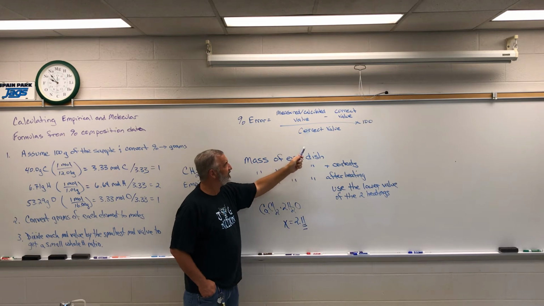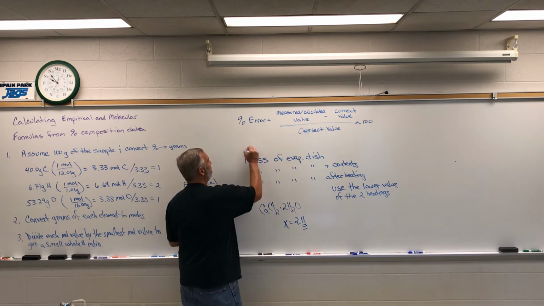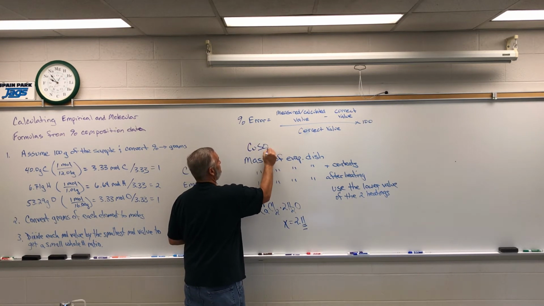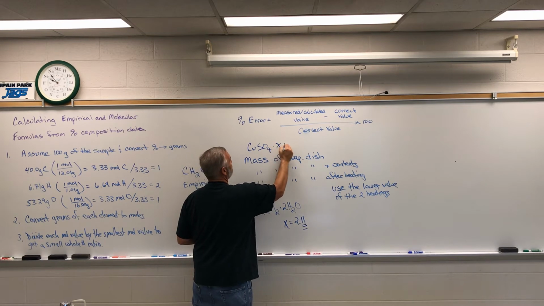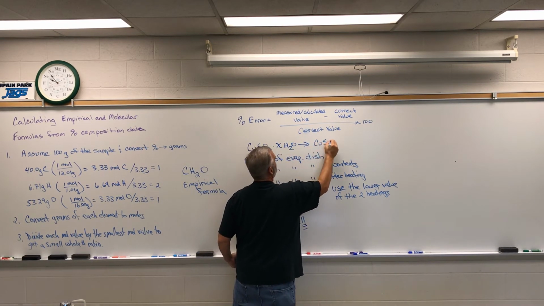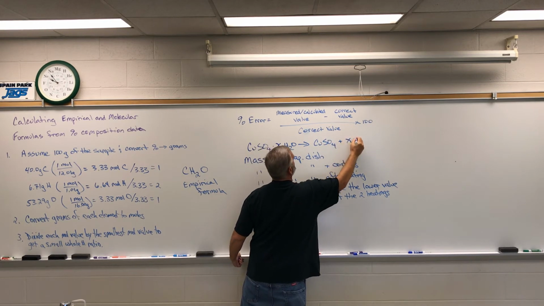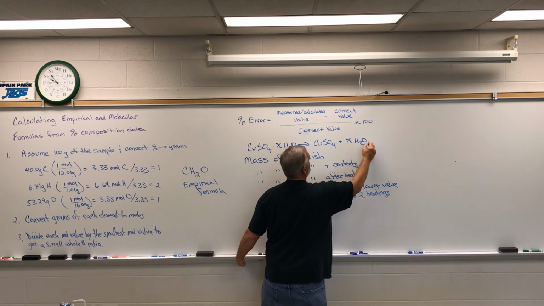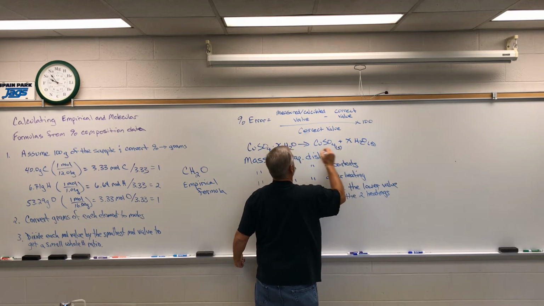Find your grams of each thing. So we have the copper sulfate XH2O going to CuSO4 plus XH2O, but this is a gas, this is a solid, this was the solid.